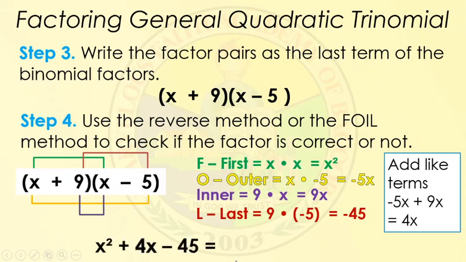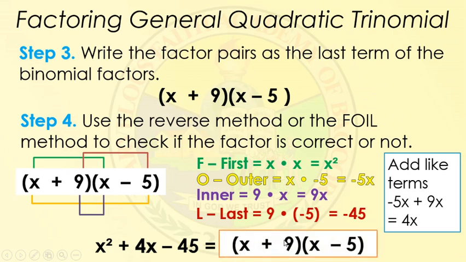Okay? And then, after you get the middle term, x squared plus 4x minus 45, it means it is the same as our original quadratic trinomial or quadratic expression. That means our factored form, quantity x plus 9 times quantity x minus 5, is correct. Okay? So, that is all for the general quadratic trinomial where our leading term is 1. Okay? Thank you.